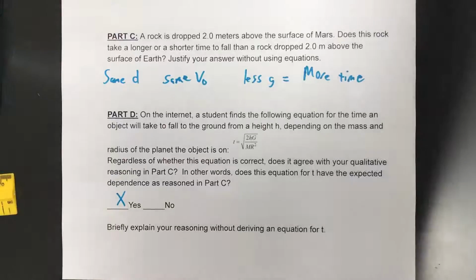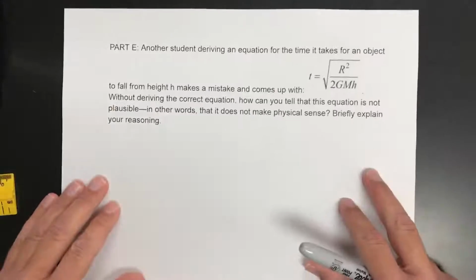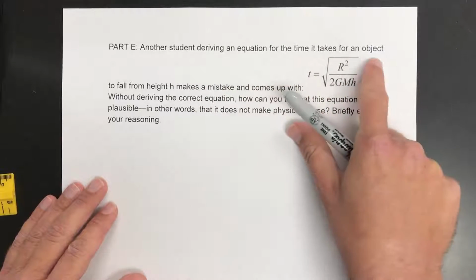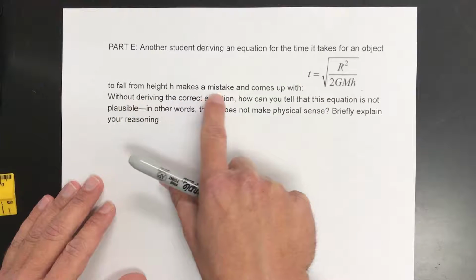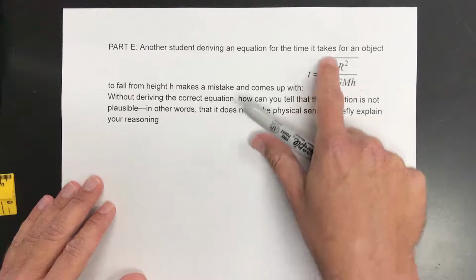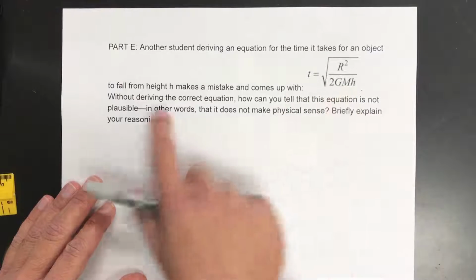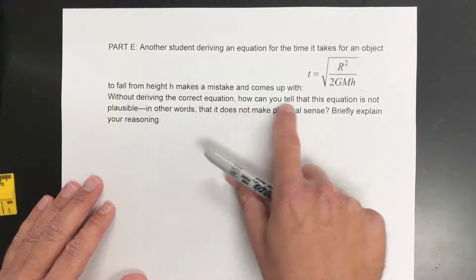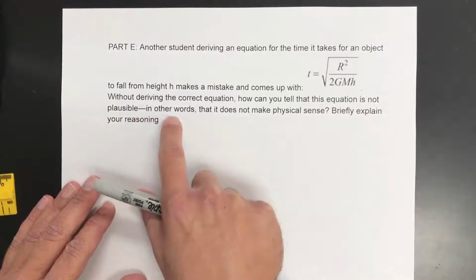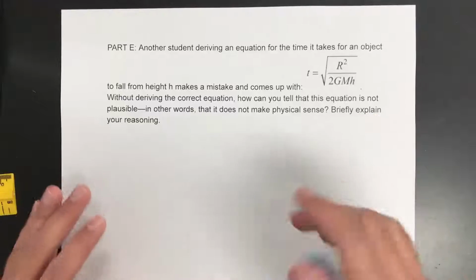So next, part E. They say another student deriving an equation for the time it takes for an object to fall from a height h makes a mistake and comes up with t equals the square root of r squared divided by 2gmh. Without deriving the correct equation, how can you tell this equation is not plausible? In other words, that it does not make physical sense.